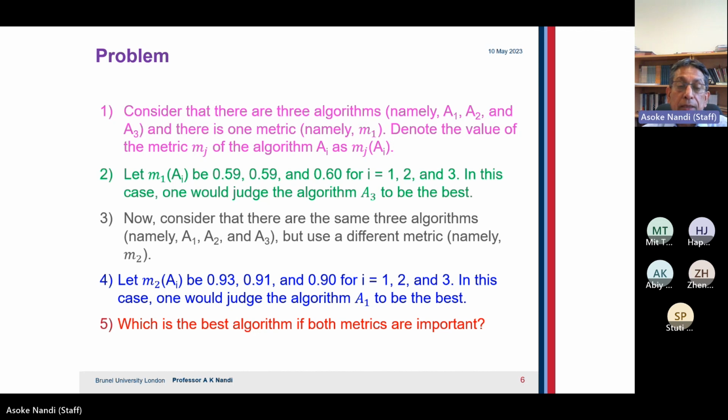But now imagine that both metrics are important, remember? So we got two metrics and they're both important. Then which is the best? Because you get A3 in one case, A1 in the other. And that's where the problem is. And this lecture is going to tell you new results as to how to choose the best.